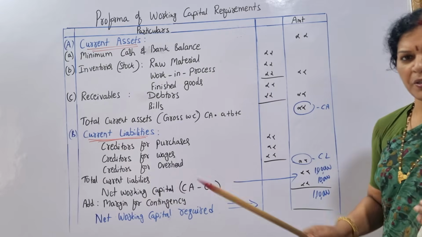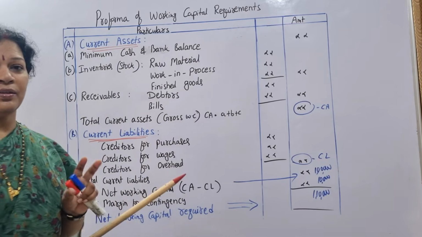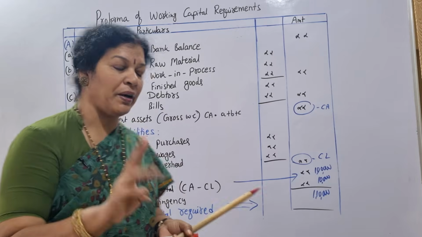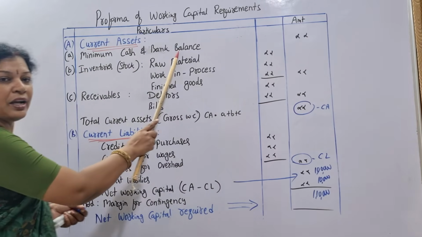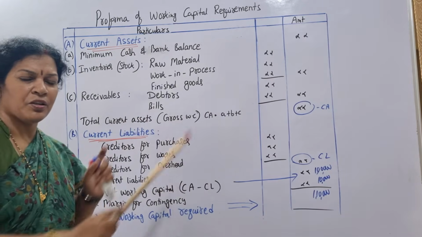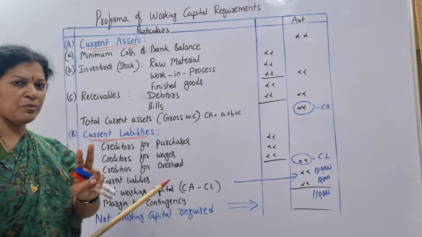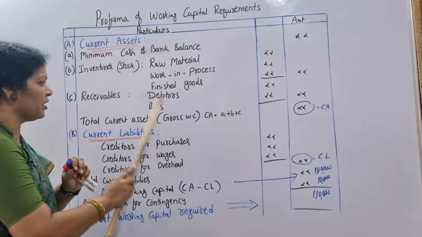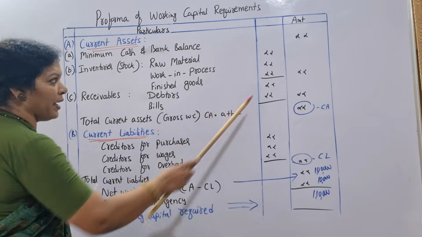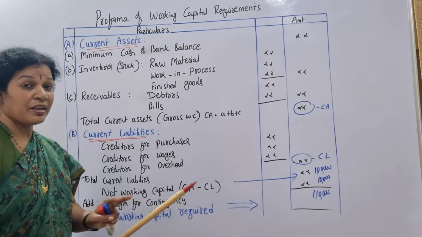Am I clear? Shall I explain it once again? Just see. In the working capital proforma, first we take current assets. Current assets are divided into three parts. One is minimum cash or bank balance. Second is inventories. Inventories means raw material, work in process, finished goods. Third is receivables. Receivables means only two items, debtors and bills. If we add these three items, you get current assets. Current assets are over.